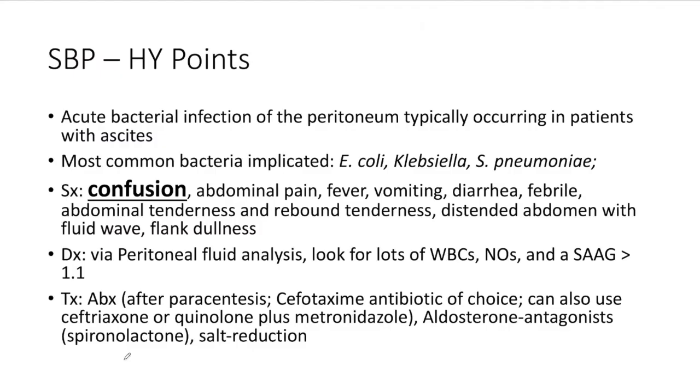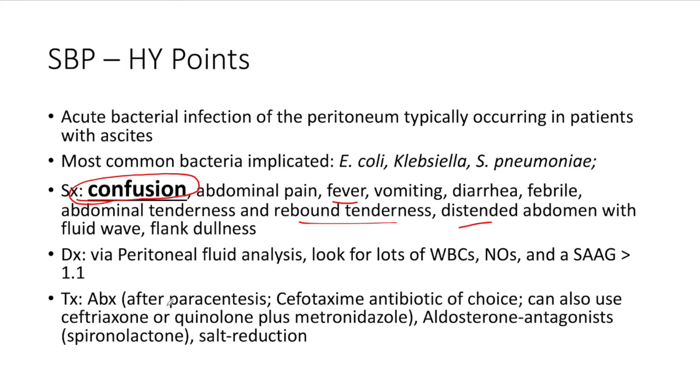Alrighty, great. So yeah, again, our high yield points: acute bacterial infection of the peritoneum, patients with ascites. We're looking for those 3 bacteria. Confusion is really what I want you to look for on that physical exam, along with that fever. You should see some distended abdomen. You may even have that rebound tenderness if the peritonitis has progressed.